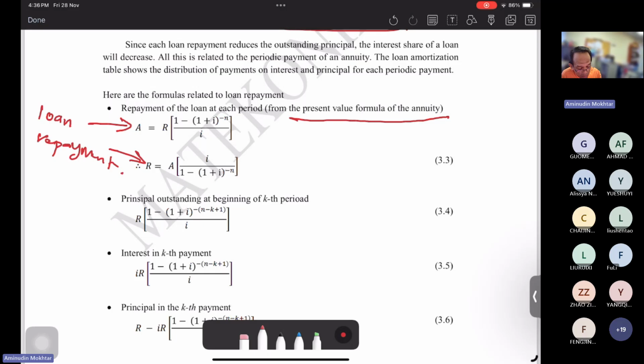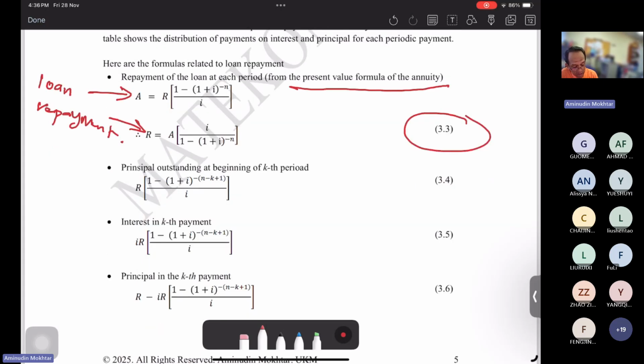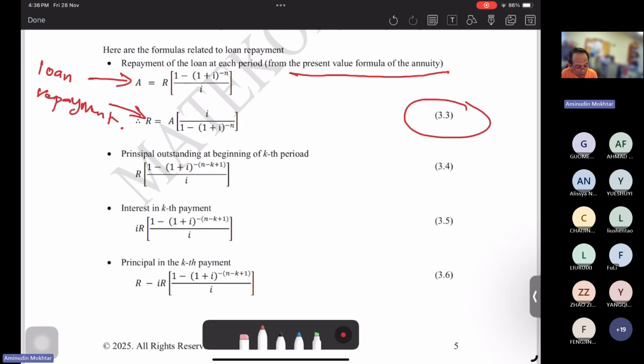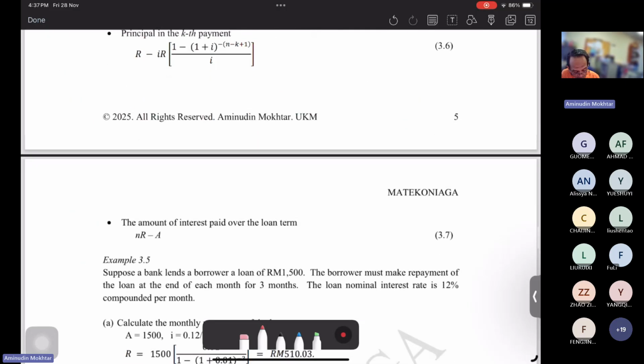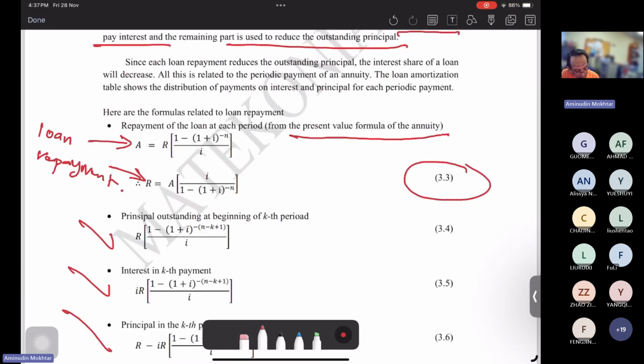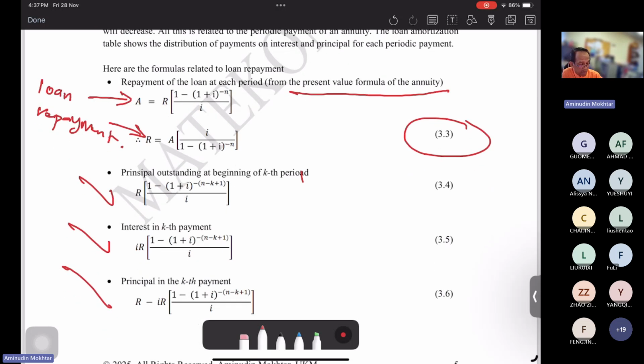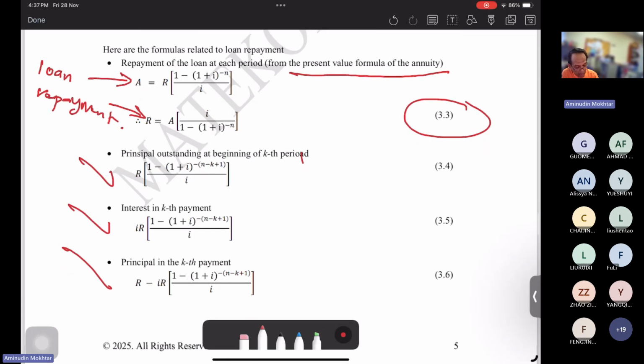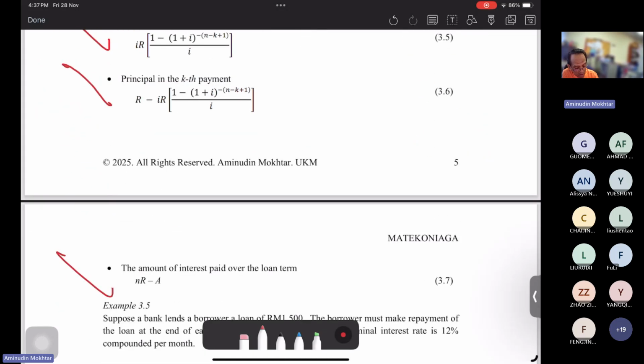Formula 3.2 is modified into formula 3.3, and the rest are additional formulas that I just showed you. For this class, formula 3.3 is very important. We will focus on formula 3.3, but at the same time, you also need to understand formulas 3.4, 3.5, 3.6, and 3.7. Formula 3.4 is about the principal outstanding at the beginning of the k-th time period. Then the interest in the k-th payment, how much interest you pay at payment number 6, number 10, and so on. Then also the principal in the k-th payment, and the last one is a formula used to calculate the total interest that you pay over the loan term.